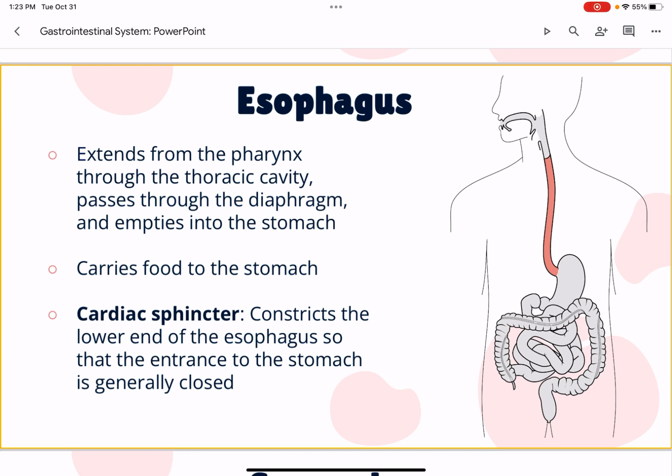As the bolus enters the esophagus, peristaltic contractions push the food down toward the stomach. The two layers of muscle in the wall of the esophagus work together in pushing the bolus downward. The cardiac sphincter constricts the lower end of the esophagus so that the entrance to the stomach is generally closed.